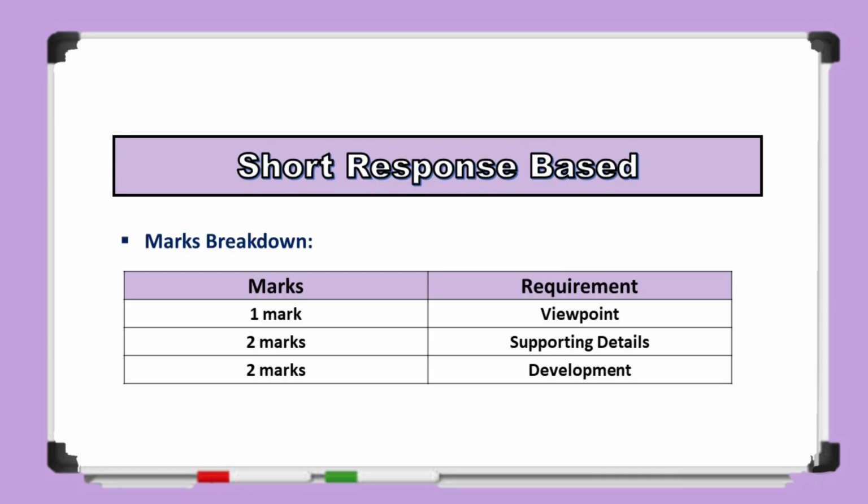The marks are divided into 3 parts. 1 mark is awarded for giving a clear viewpoint, 2 marks are awarded for supporting details taken from text B, and the remaining 2 marks are awarded for developing your ideas. This means simply giving your opinion is never enough. You must support it with evidence from the passage and explain your ideas clearly.